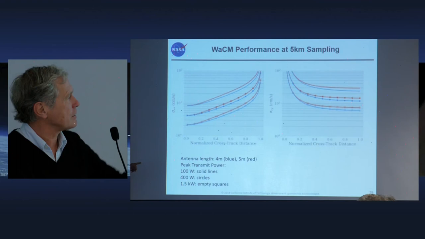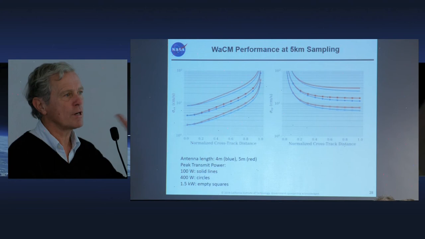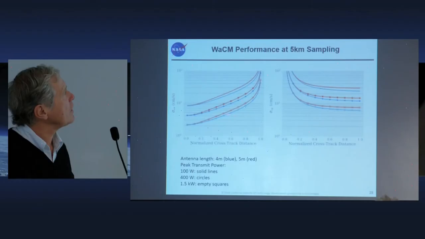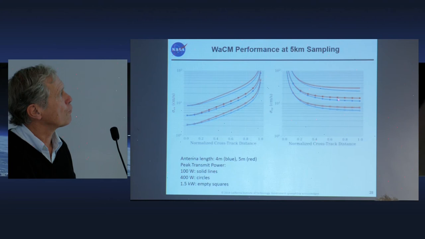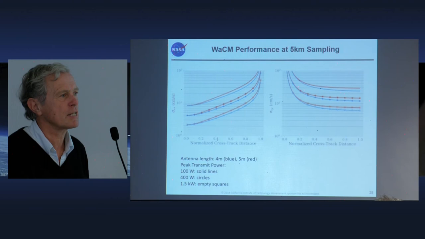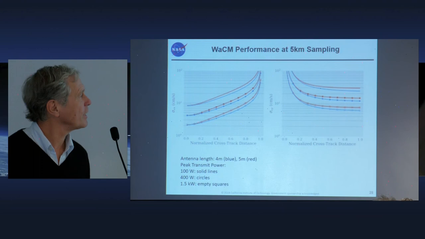These are quoted at 5 kilometer resolution. So if you wanted to go to 25 kilometer resolution, which is still very small submesoscale, this would be down by a factor of 5. And so you see that you can get sub 10 centimeter per second resolution using 400 watts, and maybe on the order of 20 to 30 centimeters per second using on the order of 100 watts. And that's one of the things that we're looking at right now, and that's the end of my talk.